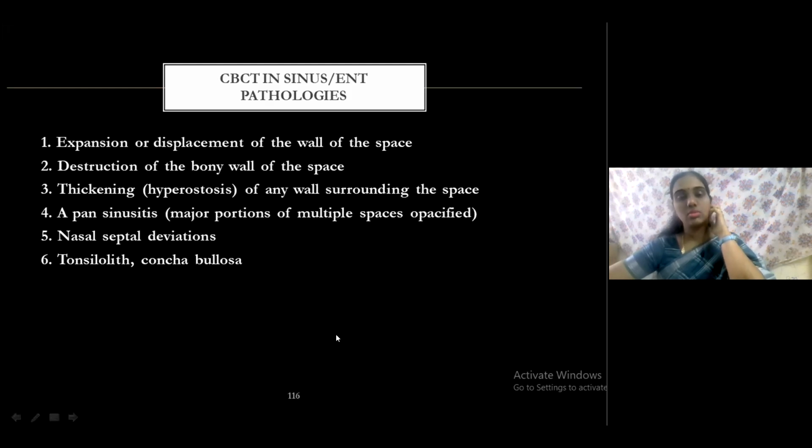During the COVID times, there were many cases of mucormycosis, and most of the cases presented themselves as periodontal lesions in the tooth, involving the tooth, along with maxillary sinusitis.